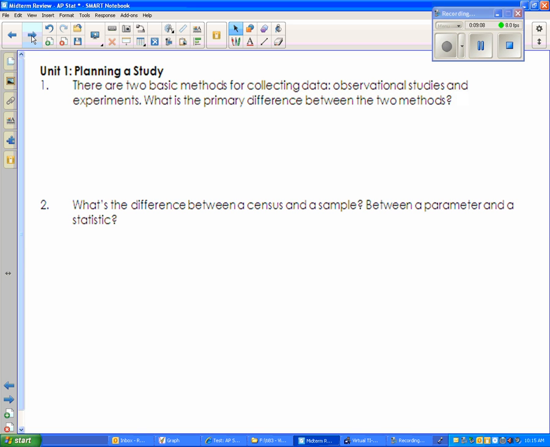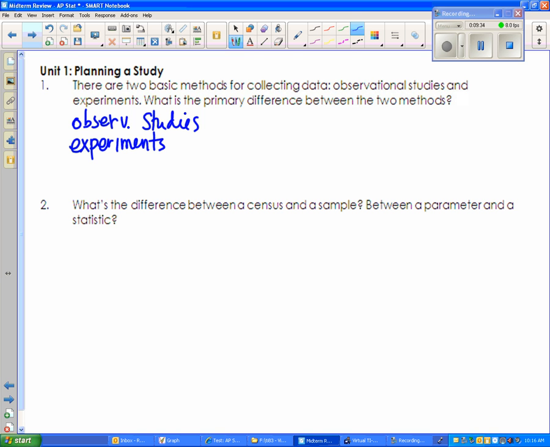Getting into some of the questions on the midterm review. So the first question says there's two basic methods for collecting data, observational studies and experiments. What's the primary difference between the two methods? So some textbooks actually say that there's three methods for collecting data. They say observational studies, experiments, I'm going to abbreviate, but then they also list surveys as a way to collect data.